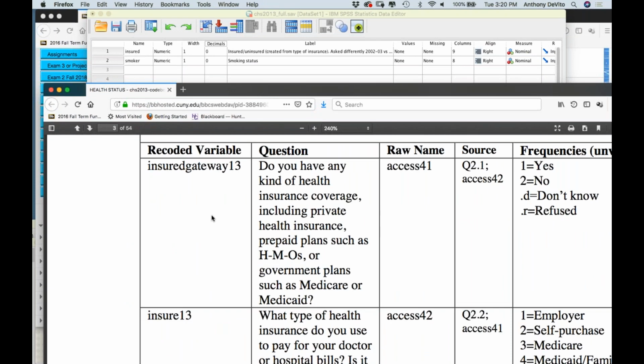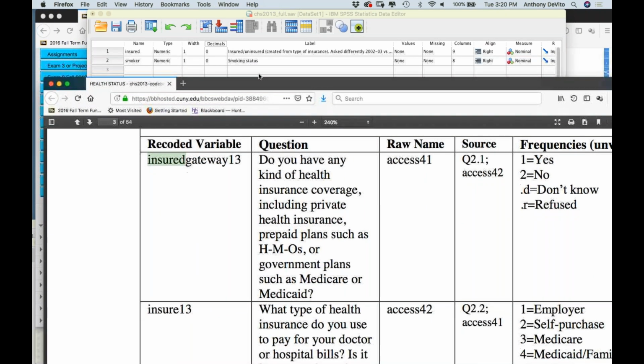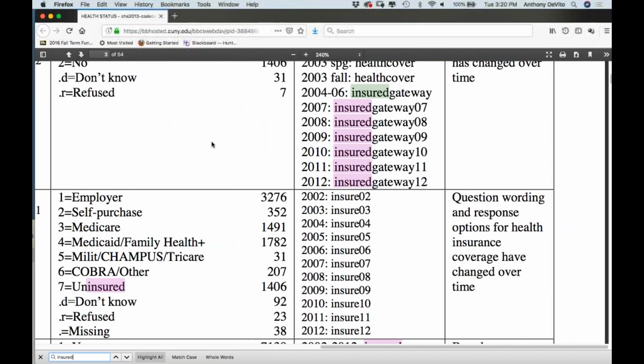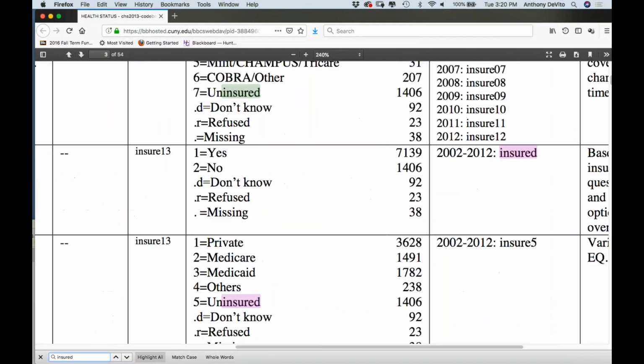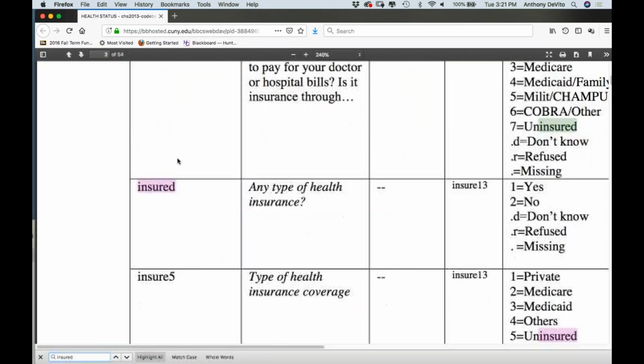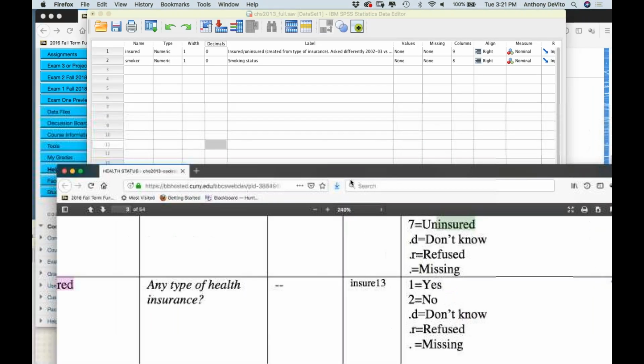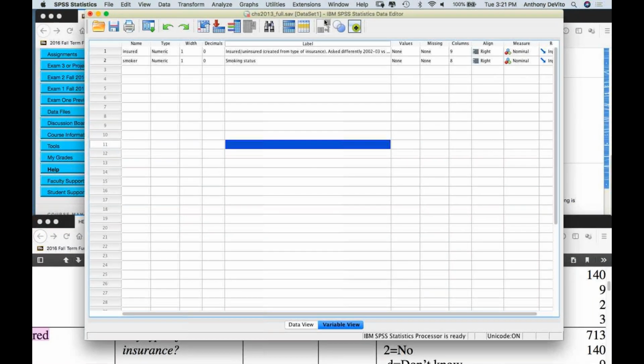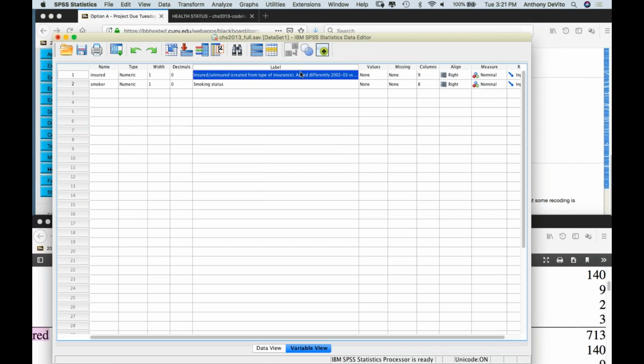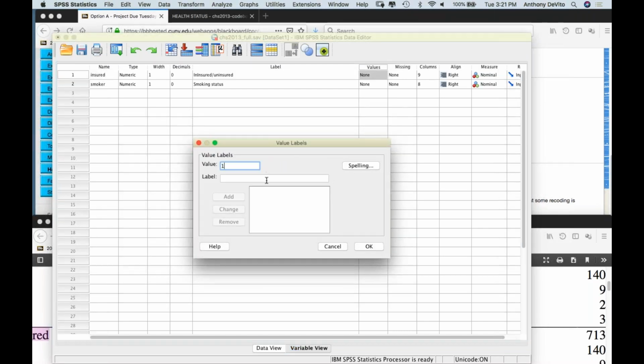Insured. Did I get it right? I should have downloaded it, just to make it a little easier. Insured. Here's a variable, insured. Insured, one represents yes, two represents no. So I'm going to go in here and categorize that. Insurance status. I may change the label to insurance status, or just insured uninsured. Get rid of the rest of that junk. Insured uninsured. And the values are going to be one is yes, and two is no.